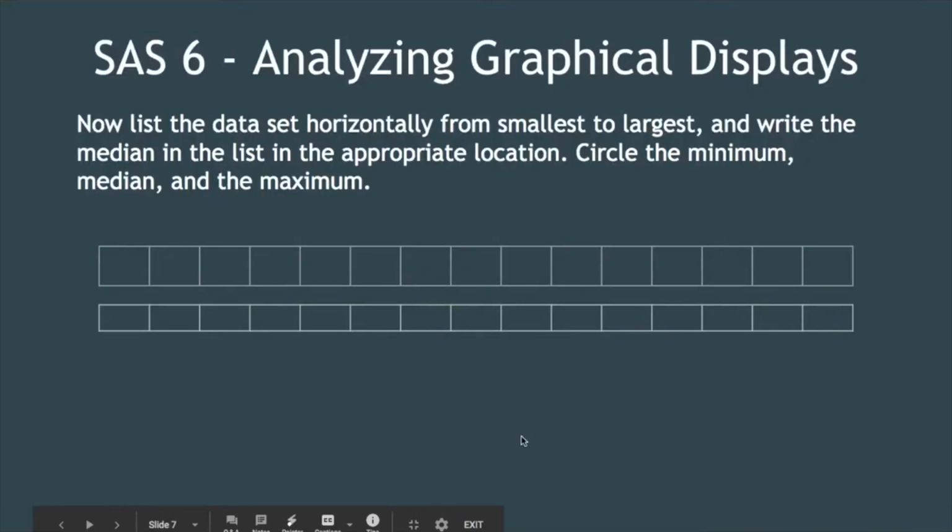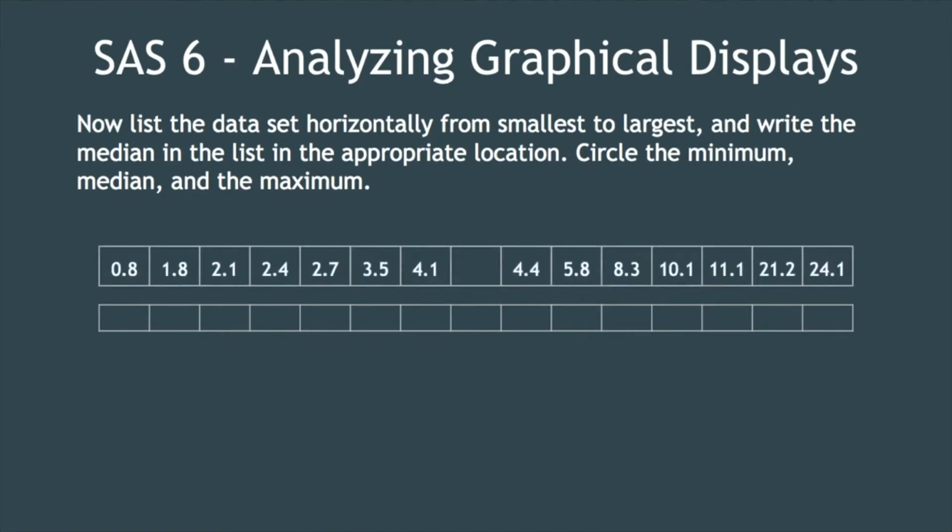All right, now let's list the data set horizontally from smallest to largest, and we're going to write the median in the list in the appropriate location. We'll circle the minimum, the median, and the maximum. Okay, so these are all the value points we have listed in order from smallest or minimum to largest or maximum. Now we're going to put the median in the middle. We'll list the minimum, which is right here. Then we'll list the maximum, which we know. We'll put the median in there, which we calculated.